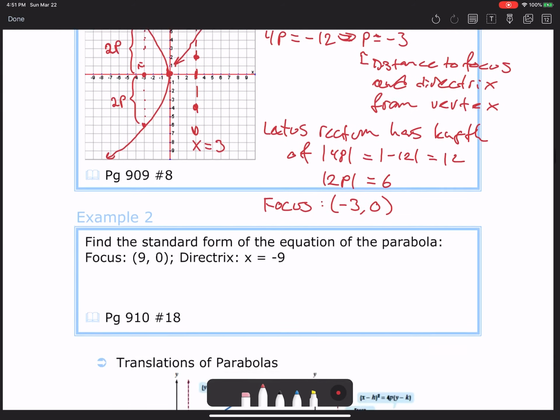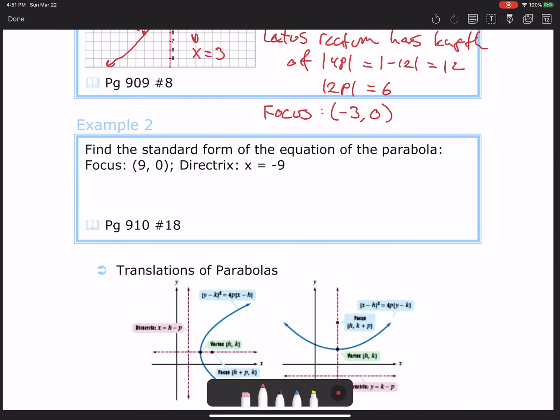All right, let's try example number 2. Find the standard form of the equation of the parabola. Focus is there, directrix is there. I'm still new to this, and I can't just see it in my mind, so I'm going to draw a little sketch. Focus, 9, 0. So that's 9 units to the right of the origin. 1, 2, 3, 4, 5, 6, 7, 8, 9. Focus is there. Directrix, x equals -9. 1, 2, 3, 4, 5, 6, 7, 8, -9. So I've got a directrix that's back here.